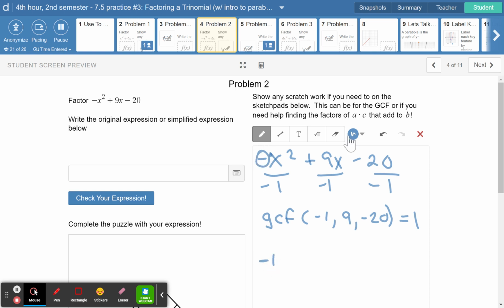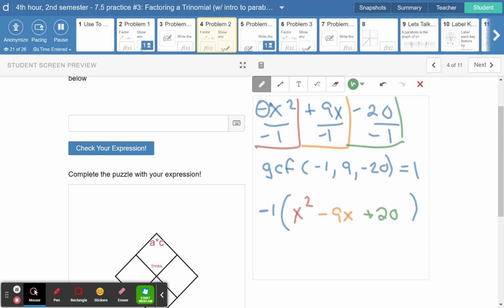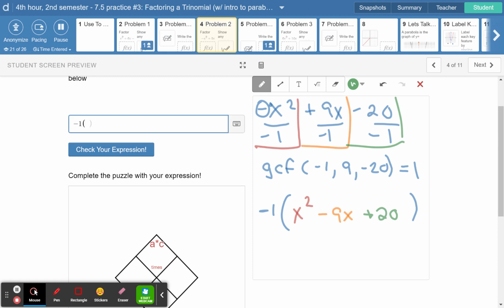Now it's your responsibility to actually divide that negative 1 out. So negative x squared divided by negative 1 gives you x squared. 9x divided by negative 1 gives you negative 9x. And then negative 20 divided by negative 1 gives me a positive 20. The whole reason why we did that, we can't have a negative leading term. So we had to actually factor it out.